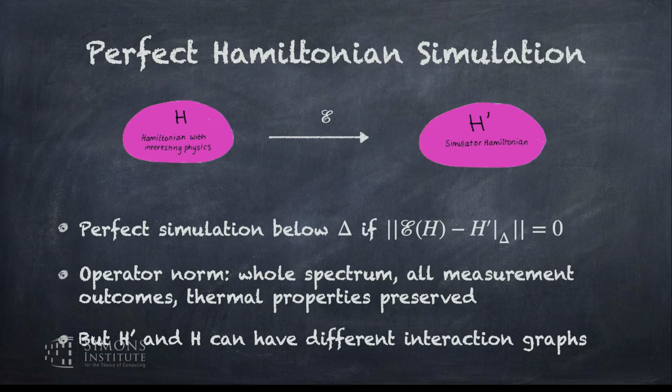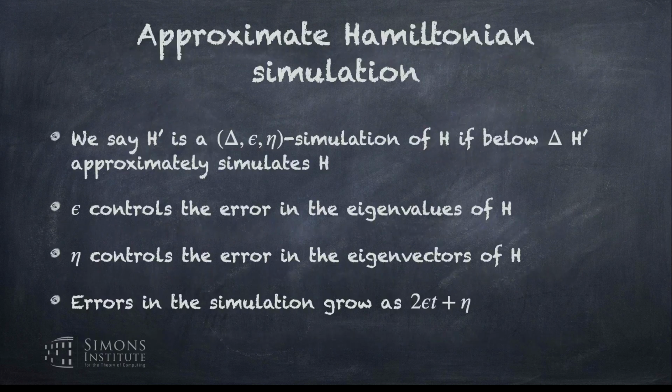Okay, so this is perfect Hamiltonian simulation, but perfection is a high bar. So what if we loosen that a little bit and look at approximate Hamiltonian simulation? The full definition of approximate Hamiltonian simulation is a little bit involved, so I'm not going to go through it here. Instead, I'm going to give a slightly high-level overview of what we mean by it, which will hopefully be enough for people to understand the rest of the talk.